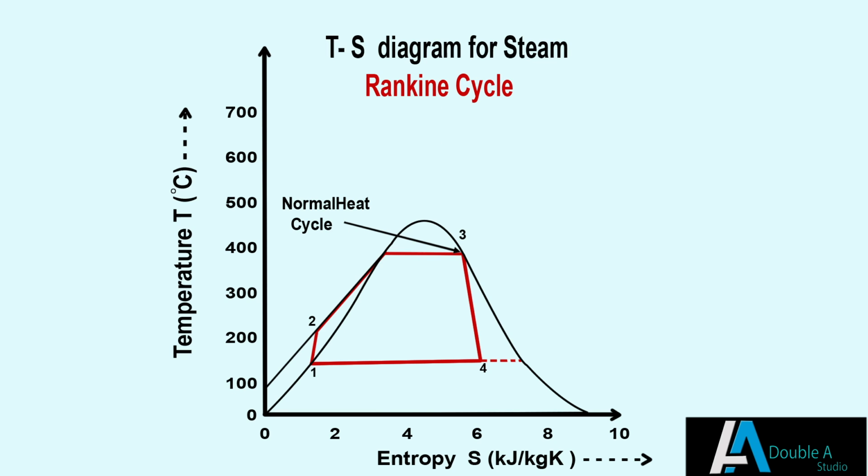Increase in work done by turbine increases generation of electricity. Let us go through the T-S diagram for steam, which shows different phases of water. Here, T on y-axis is temperature and S on x-axis is entropy, which means degree of randomness or disorder.